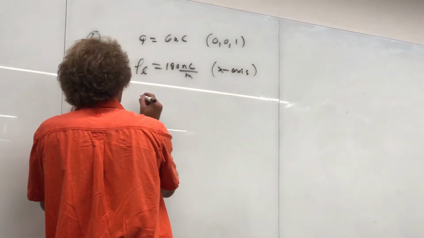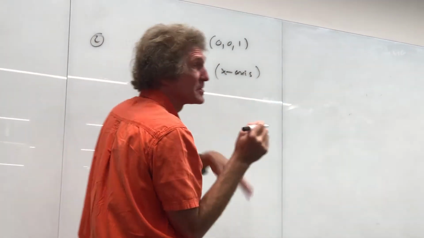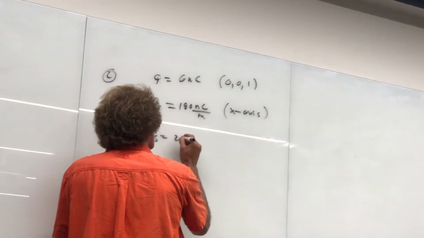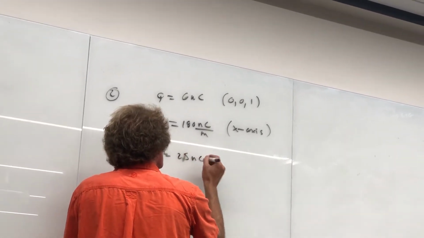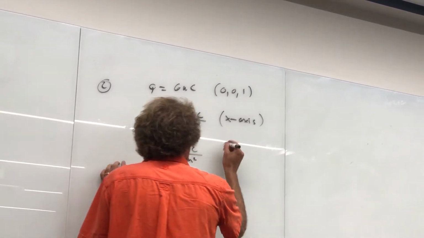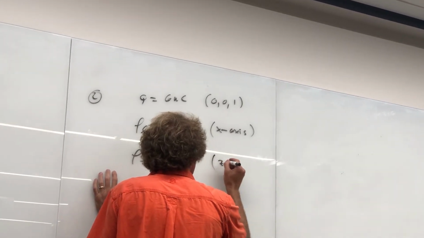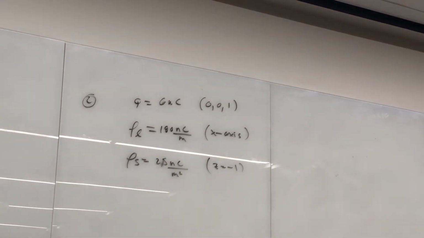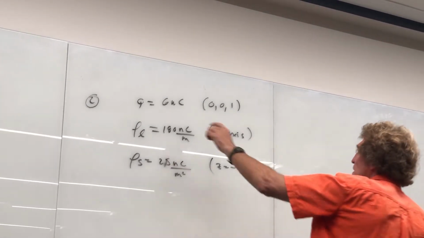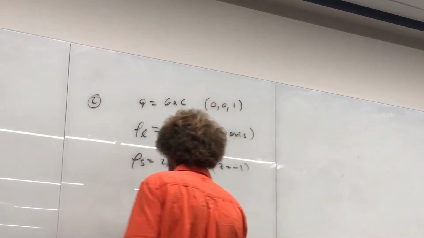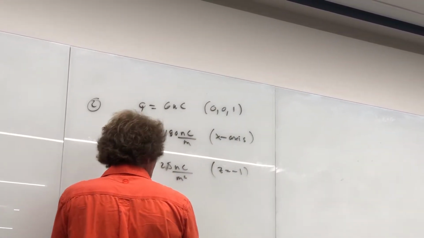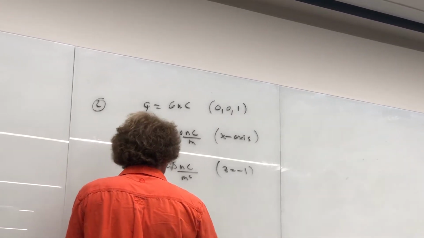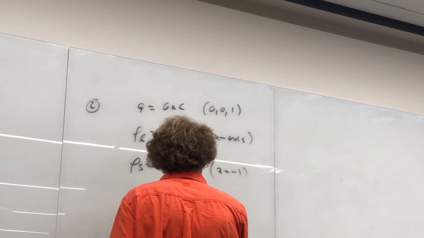And then finally we have rho S. I think it was printed as rho L by misprint, but the units are 25 nanocoulombs per meter squared, at z equals -1. So what I'm going to do is get the electric field from each one of those, then add them together. I want the electric field at the point (1, 5, 2).